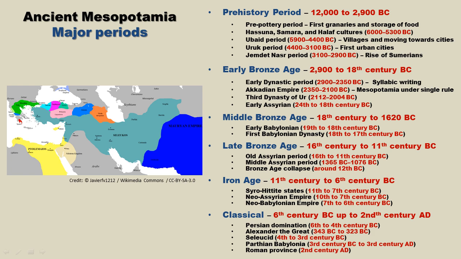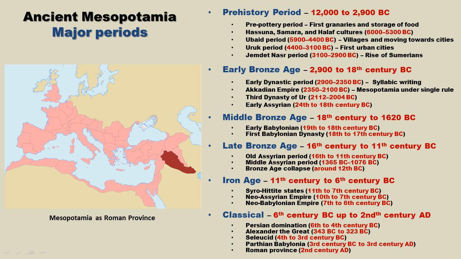Alexander eventually conquered the Persians and took over as ruler of Mesopotamia. The Egyptians didn't even bother to fight Alexander and made him a pharaoh. In the following centuries, the Parthians and Romans fought each other for control of Mesopotamia. Eventually, the Romans turned Mesopotamia into one of their provinces.